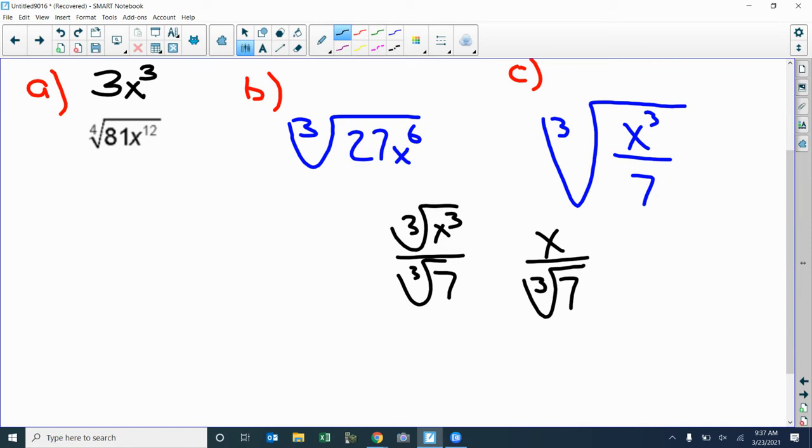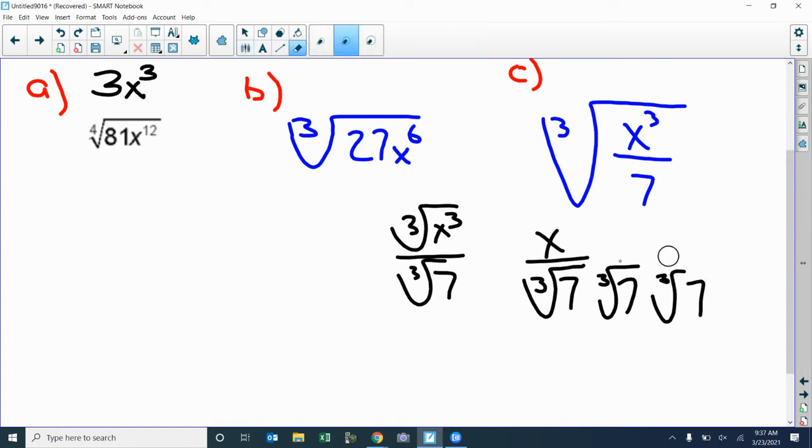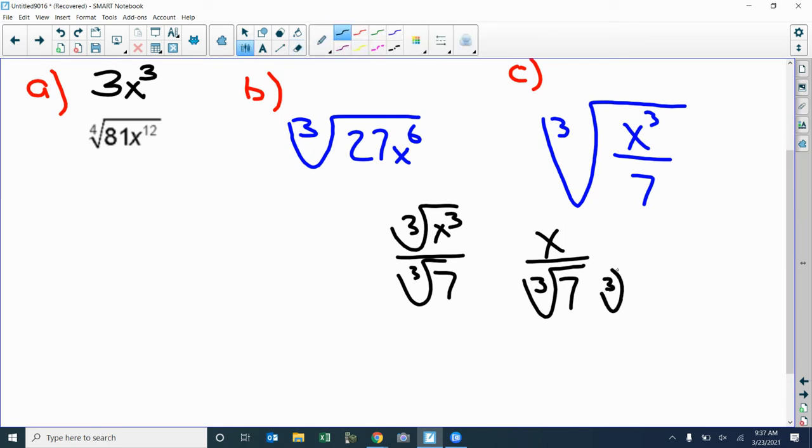So there's a couple of ways to look at this. Since I need 3, I can do it 1, 2, 3 times. Or I could rewrite this, and this might help you, as the cube root of 7 squared. Why? Because I need a set of 3, not 2. Up here, we'll write it as the cube root of 49. Is the cube root of 49 and the cube root of 7 squared the same? Yes, they are.